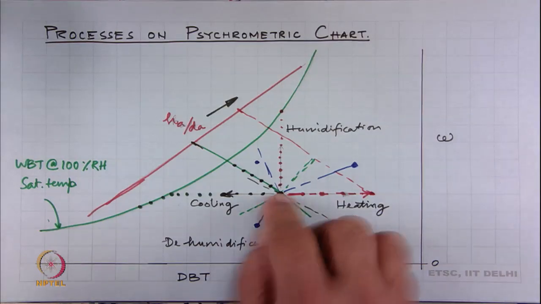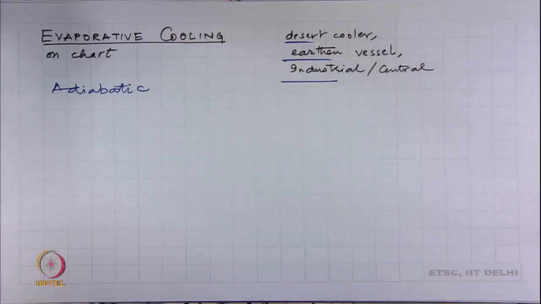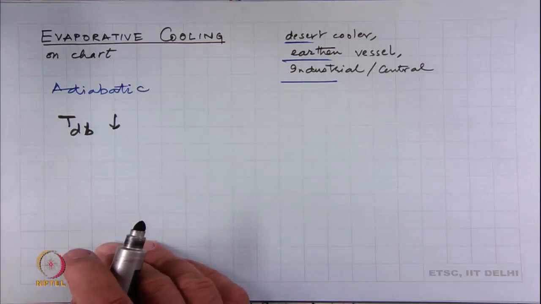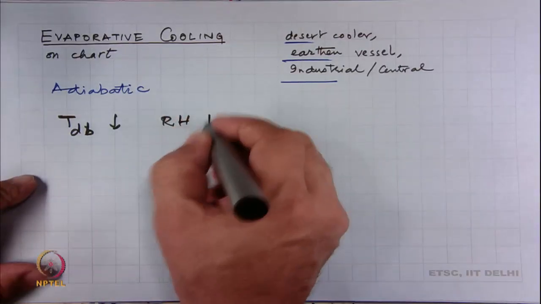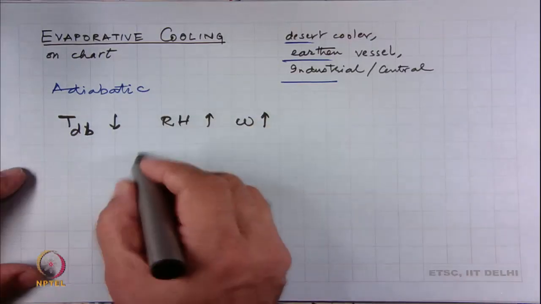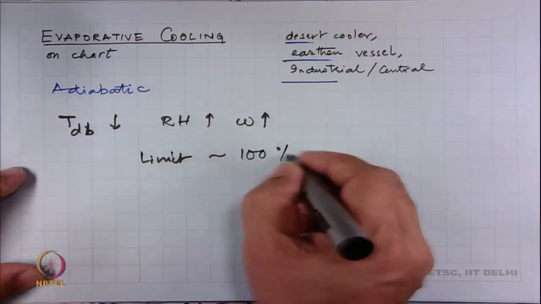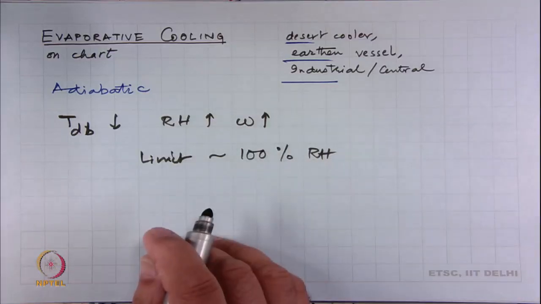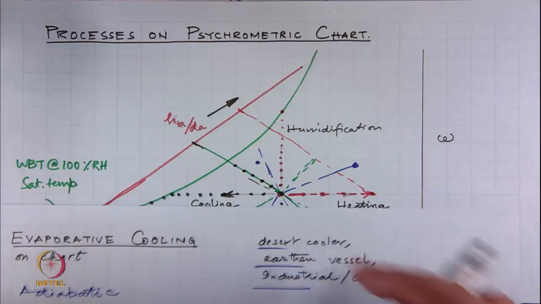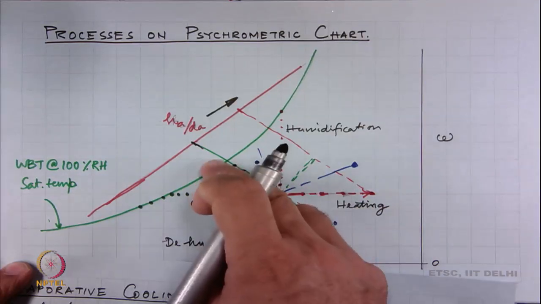So, we can see here that when evaporative cooling takes place, this is going there. Because of that, the dry bulb temperature keeps coming down, relative humidity increases, and so does omega. And there is a limit that you can only do that much cooling until you get to 100% relative humidity. After that, nothing is possible, which is what you will also see on the graph: if the temperature is high and the humidity is low, one can do a lot of cooling.